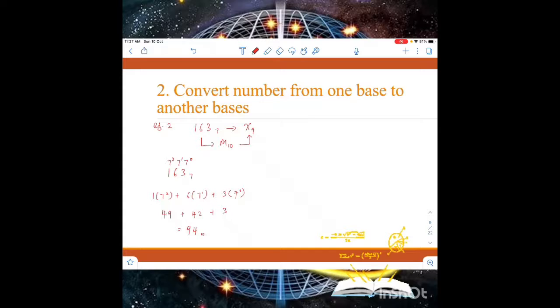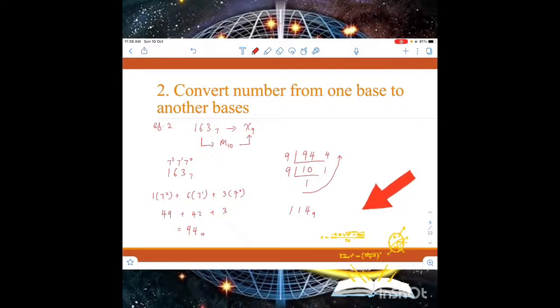Now, after we found the value of 163 base 7 in base 10, we can use the base 10 number and convert it to the base 9 number that we want. So we write down 94 divided by 9. So 9, 10, 90, then the remainder is 4. Then 10 still can be divided by 9. We divide it again. So the closest one is 9, 1, 9. So the remainder will be 1. So we write it bottom up. So the answer will be 1, 1, 4, base 9.